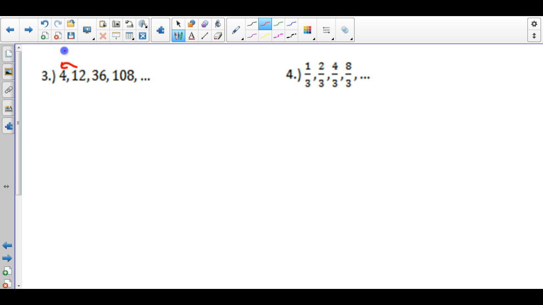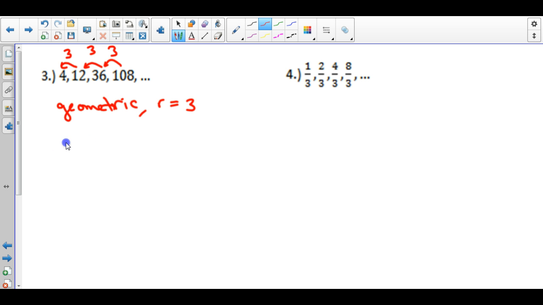So 12 divided by 4 is 3. 36 divided by 12 is 3. And in your calculator, if you take 108 divided by 36, you will also get 3. So this tells me that this is geometric. My common ratio here, r, is 3.